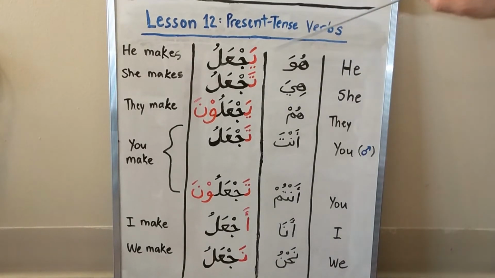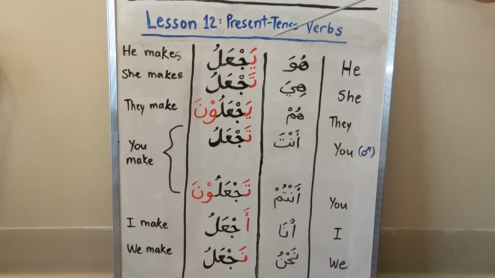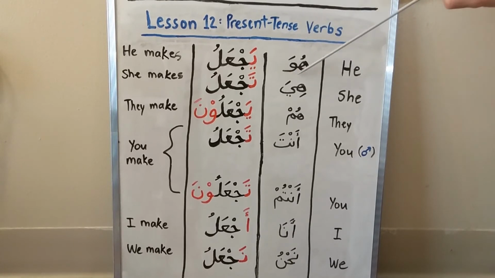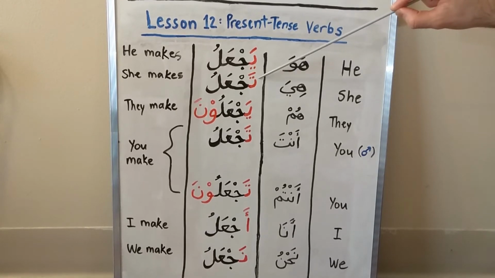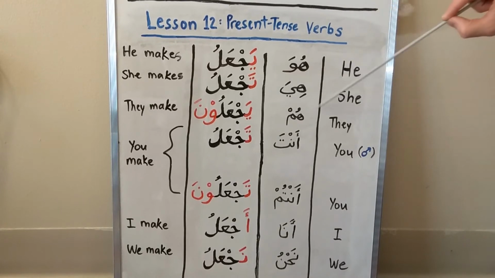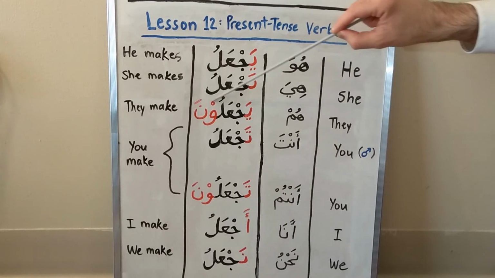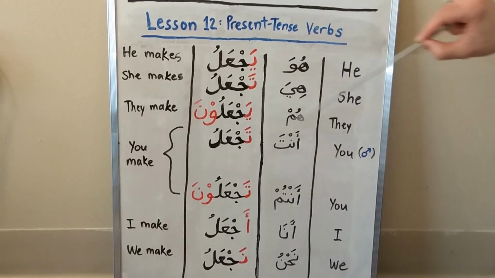Okay, so he, huwa, has conjugation yaj'alu. Again, we're looking at the verb ja'ala from last time. The present form would be yaj'alu. For she, or hiya, we add a ta at the beginning, taj'alu. And for hum, they, we become yaj'aluna. And this one actually adds some letters at the end.